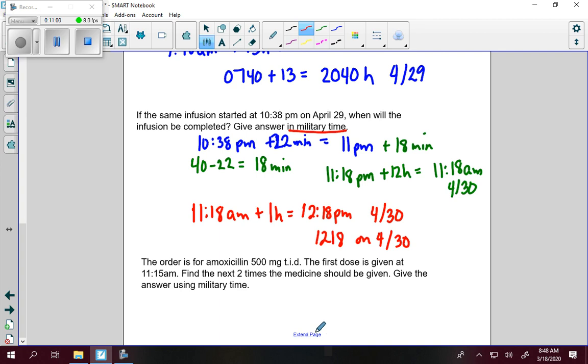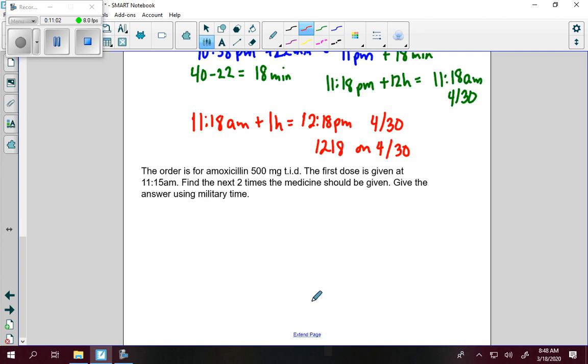All right, the last question we have here is the doctor ordered amoxicillin 500 milligrams 3 times a day. The first dose is given at 11:15 a.m. Find the next 2 times the medicine should be given. So, if it's given 3 times a day, TID is every 8 hours because there are 3 8-hour cycles in a 24-hour period.